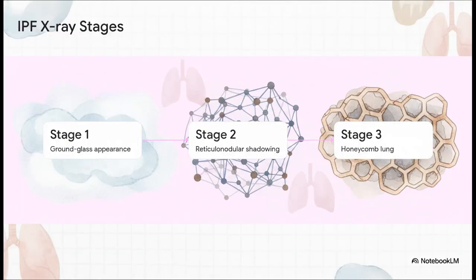When you look at an IPF chest scan, it usually marches through 3 distinct steps, slowly destroying the lung architecture. Stage 1 is this ground glass appearance. Then it evolves in Stage 2 into irregular reticulonodular shadowing, mostly down in the lower lobes. And finally, by Stage 3, the relentless scarring turns the tissue into what we call honeycomb lung.